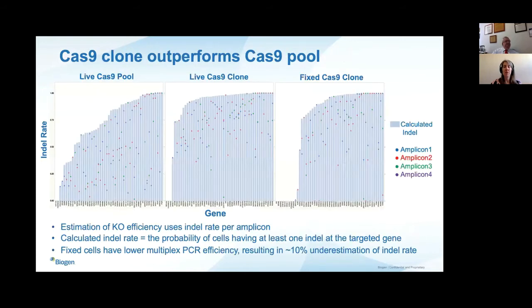And so as part of our assay optimization and development, we looked at 42 genes and asked the question, do we need to have a clone or can we do a Cas9 pool?